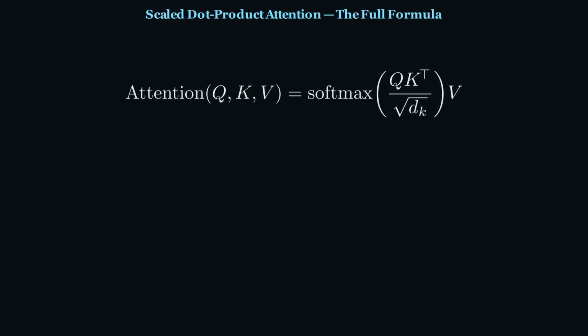Here is the complete attention formula, as introduced by Vaswani et al. in the 2017 paper, Attention Is All You Need. Attention of Q, K, V equals the softmax of Q times K transpose over root d_k, multiplied by V.